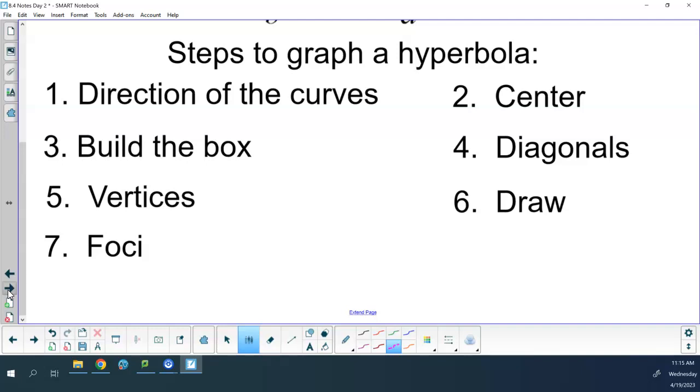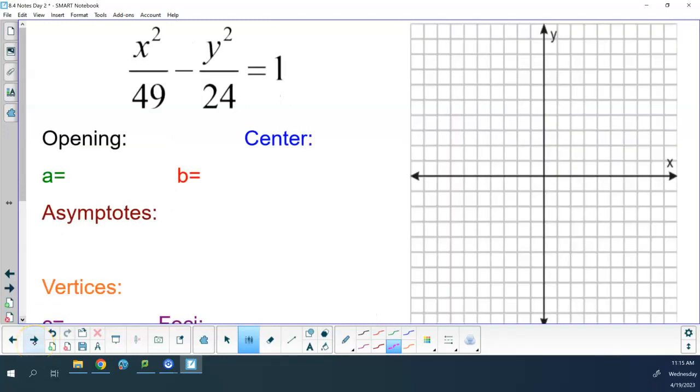Alright? So let's put all of that to work, and let's graph this one. X squared over 49 minus y squared over 24 equals 1. Now, I don't know if you've noticed, but with ellipses and hyperbolas, they always equal 1. Just because.